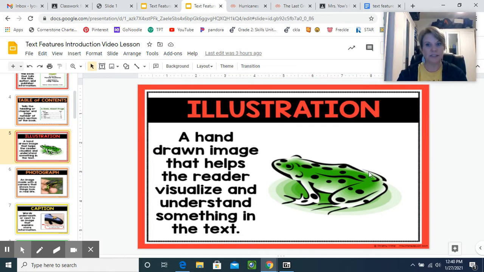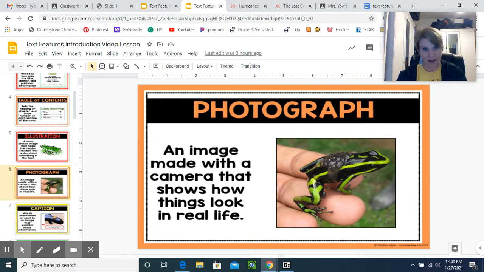Okay, our next one is called an illustration. An illustration is just a hand-drawn picture or image that will help the reader visualize and understand something in the text. So this frog is a picture that someone actually drew. It's not a picture that was taken with a camera. It's an actual picture someone drew. So that's an illustration. A photograph is an image or a picture that was made with a camera and shows you how things look in real life. So this is a real picture of someone holding a frog in their hand.